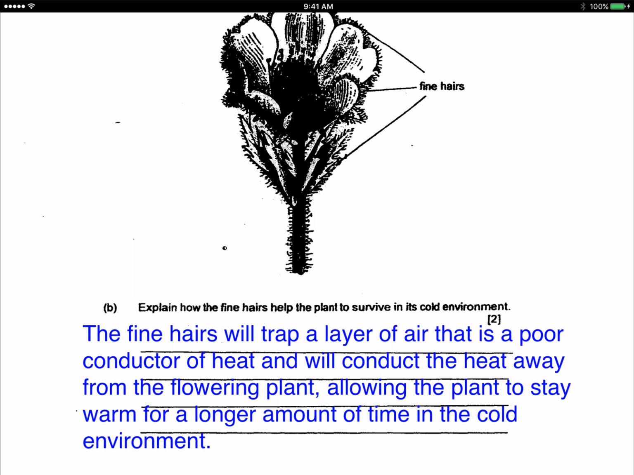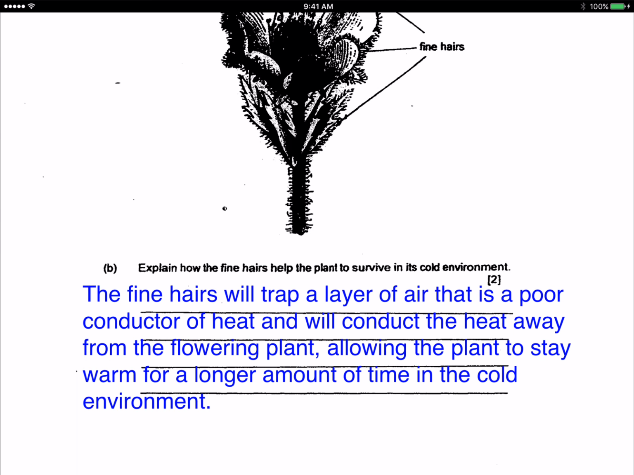First, the fine hair has a layer of air. It's always the same style, you know. You have air pockets or a layer of air, which is a poor conductor of heat. Very standard, right? So far, do you all find it very standard? Layer of air, poor conductor of heat, and then it does not conduct heat away from the plant, allowing the plant to stay warm for a longer period of time in the cold environment.